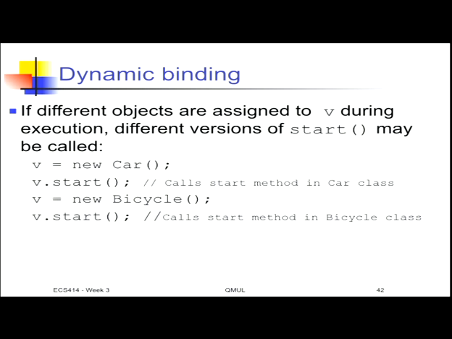So, for example, if we have v equal new car, v.start, there v has type vehicle, yeah? Then in that case, v.start will call the method in the car class. But if v is an instance of bicycle, then at runtime it will call a method in the bicycle class. So v being type vehicle cannot tell the compiler what method to call because it depends on what instance v will be instantiated to.